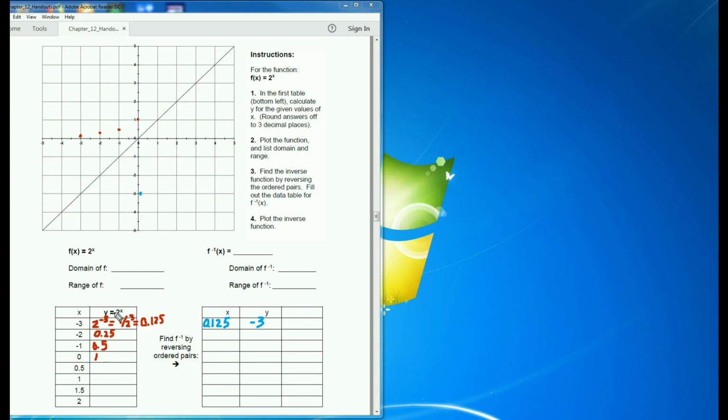2 to the 0.5, if you do that on your calculator, is about 1.414. So x is 0.5, and 1.414 is just a little bit less than 1.5, so about here. 2 to the 1 is 2, so the point 1, 2, right there. 2 to the 1.5 is about 2.828.